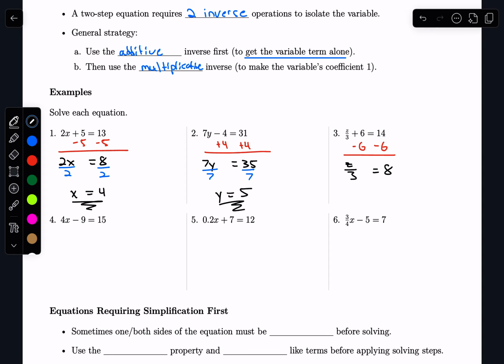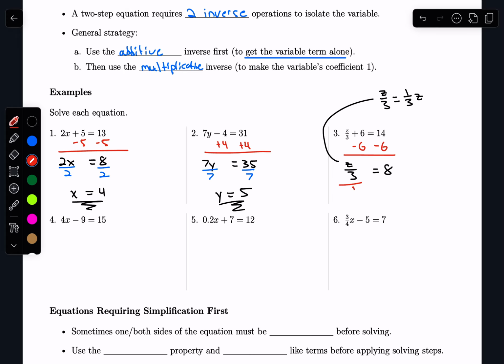Now you need to remember that when we write z over 3 right here, that really means 1/3 times z, where the 1/3 is in front and the z is in line with that fraction symbol. So we can either think of the multiplicative inverse here as multiply both sides by the reciprocal of 1/3, which would be 3 over 1, or we can think about this as dividing both sides by 1/3. So two different ways I can write this.